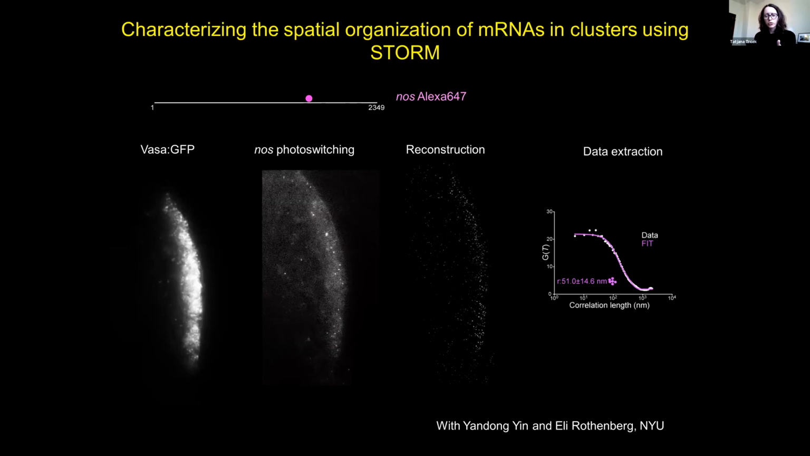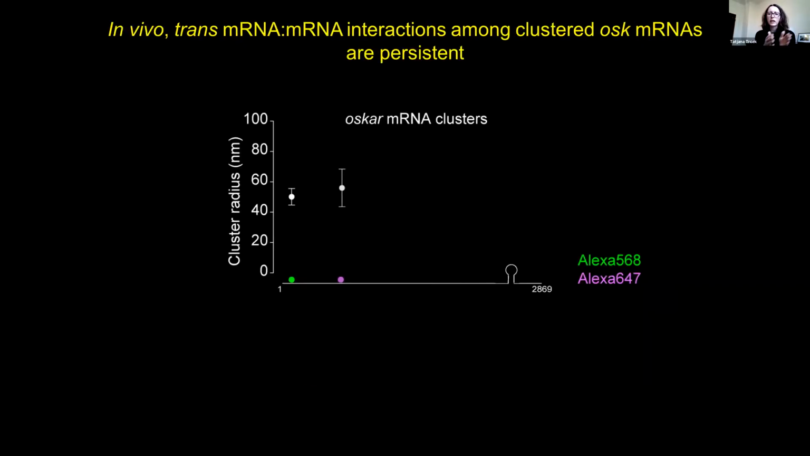We then reconstructed the image, extracted the data, and fed the data to an autocorrelation function, as you can see here on this graph. And by doing so, we were able to extract the information of the radius of the RNA cluster as reported by that probe. And we first looked at oskar RNA, and we hybridized probes one by one along the entire length of the oskar mRNA.